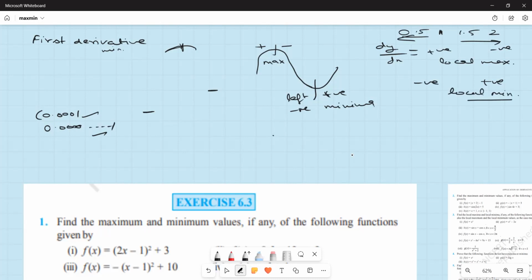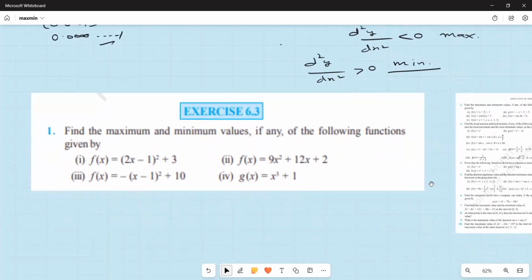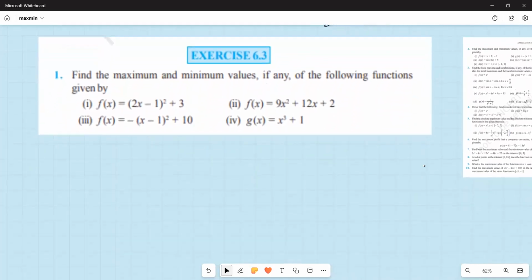What is the second derivative test? That is, if d2y by dx square is negative, then it is maxima. And if d2y by dx square is positive, then you will say it is minimum. Clear, bachche? So now come to the exercise. Absolute is different from this. Absolute I'll explain later. First, let us do local only.